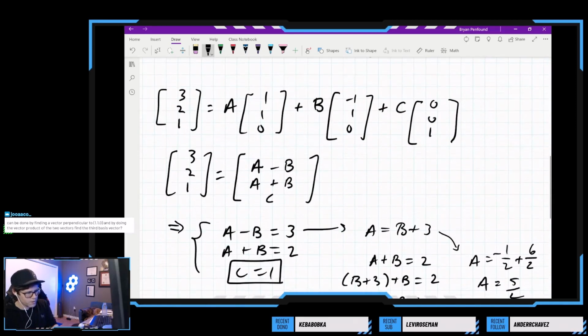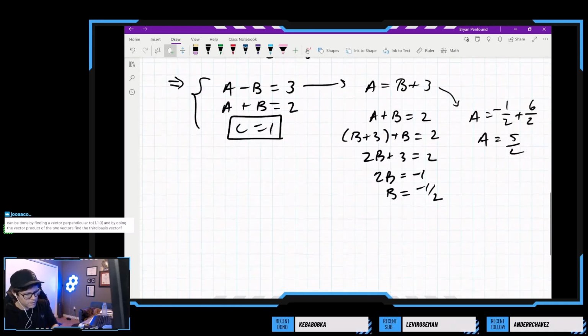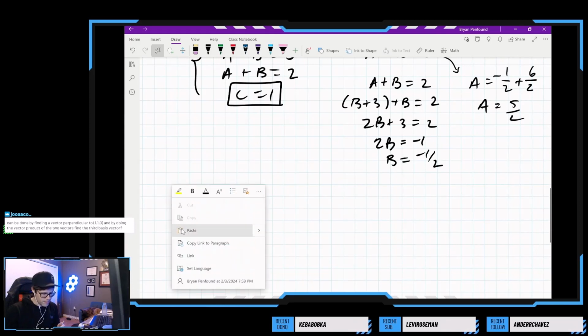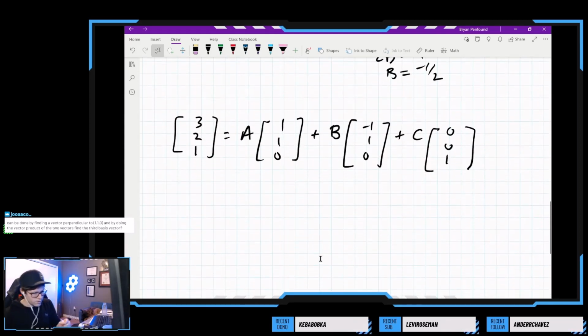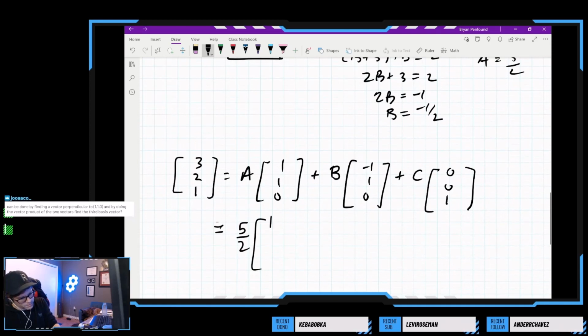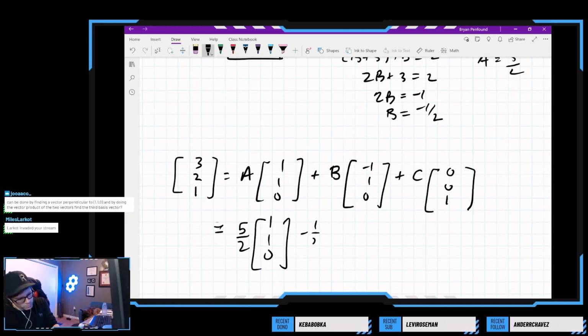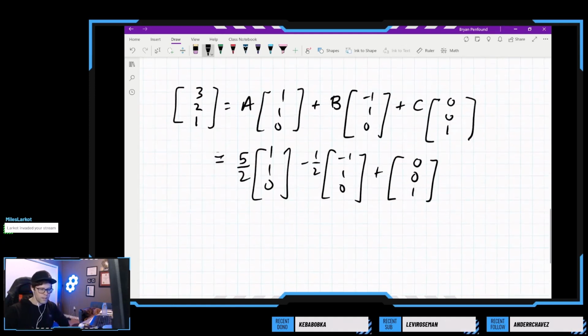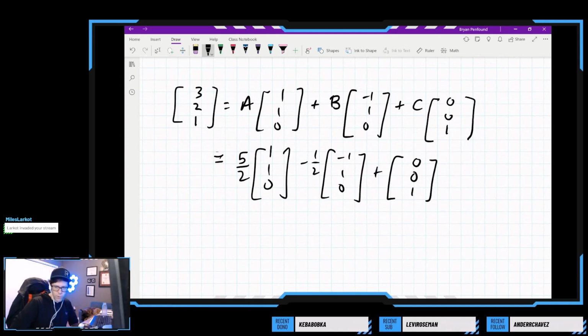Okay, so with that, we should now be able to write our original vector in terms of a sum of the vectors from the original span and the orthogonal complement of that span. So what did we say? We said that A has to be equal to 5 halves. So we have 5 halves times this first vector, negative 1/2 times the second vector, and 1 copy of the third vector. So there we go. There is our vector written as a combination of those 3 vectors.